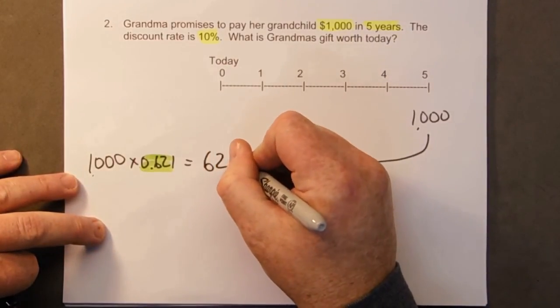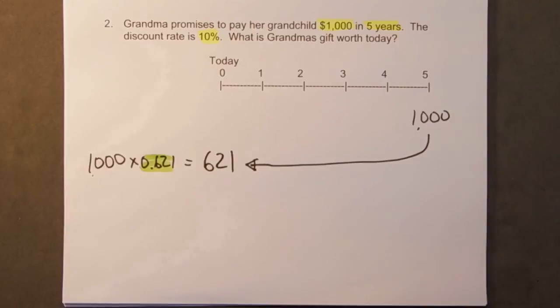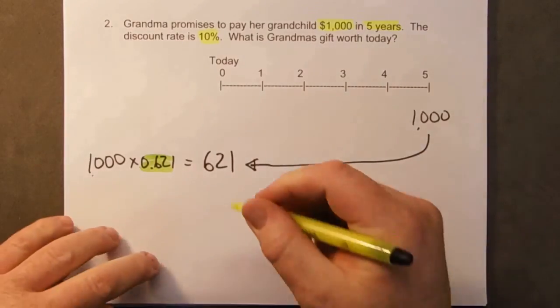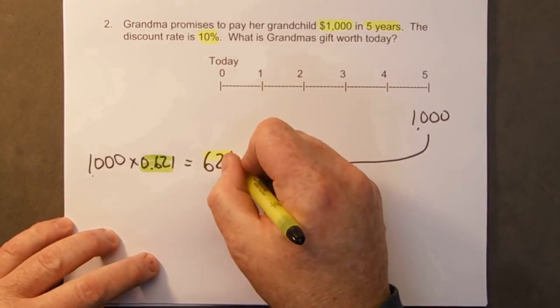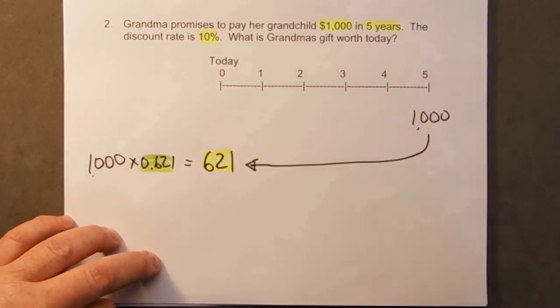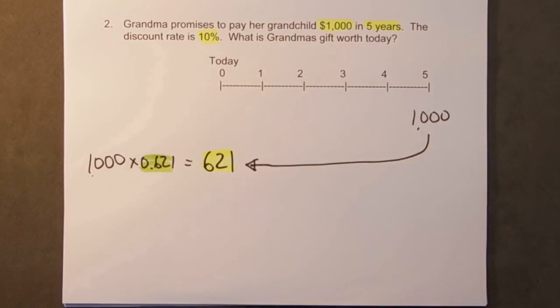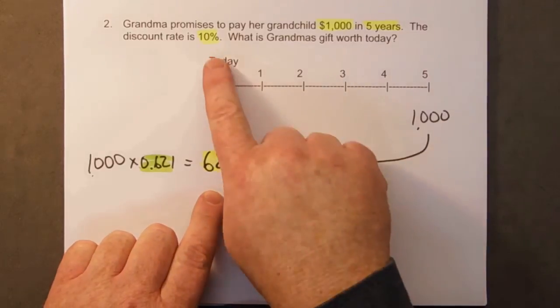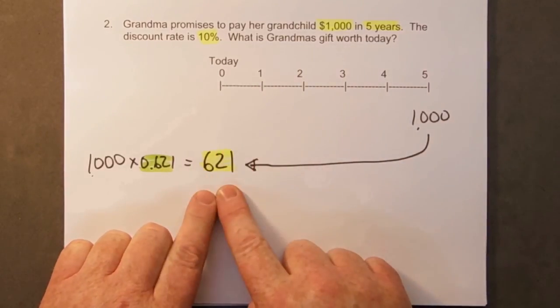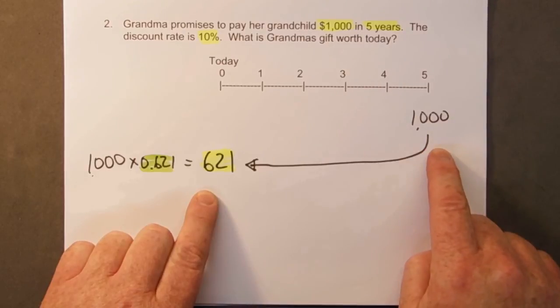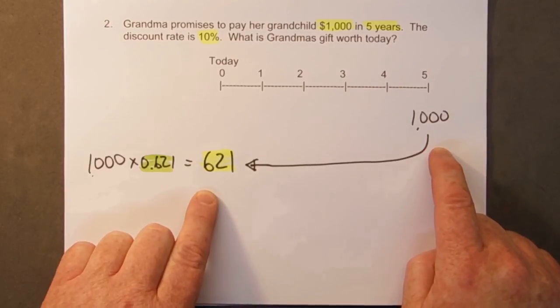So $621 is what you should have got for that one. So Grandma's gift is worth $621 at 10%. What you pay $621 for today, you're going to pay $1,000 for in 5 years at 10%.